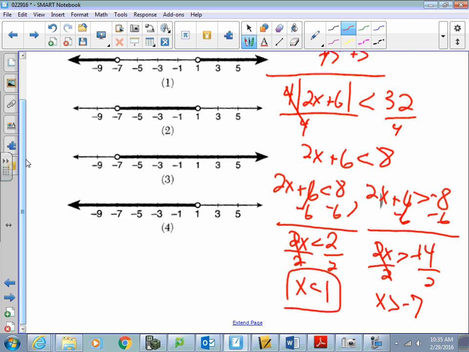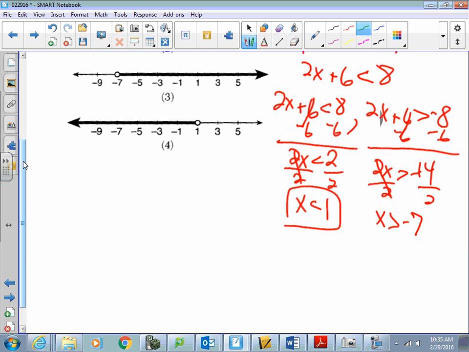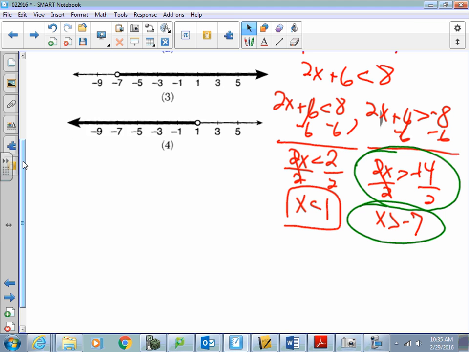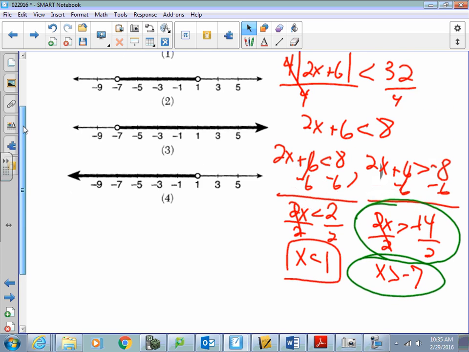Now, some students will look at this second one over here and think that you might need to switch this inequality, but you're not dividing by a negative number. So you don't need to do that. Only when you divide or multiply by a negative number do you need to switch the inequality. All right, so we have and. This is an and.